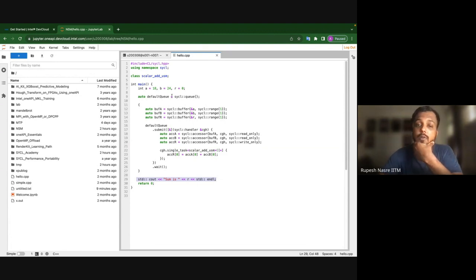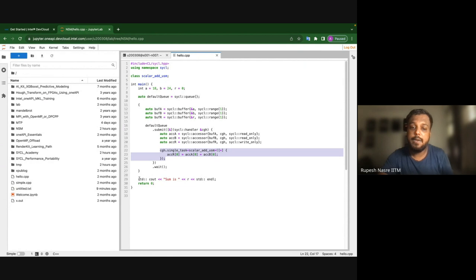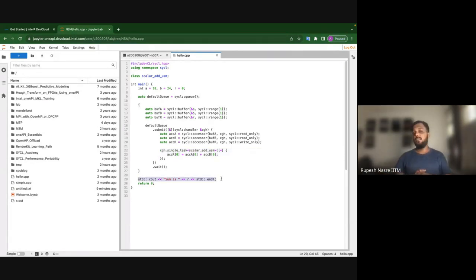The host code will get executed. As I mentioned at the start, what does the buffer do? It takes the data which should be accessed both at the GPU, at the device end, and at the host end. If someone modifies it, the other can see. So as soon as this parallel code ends, the host can see the updated value, and you can print it over here. And you can see it here, right?